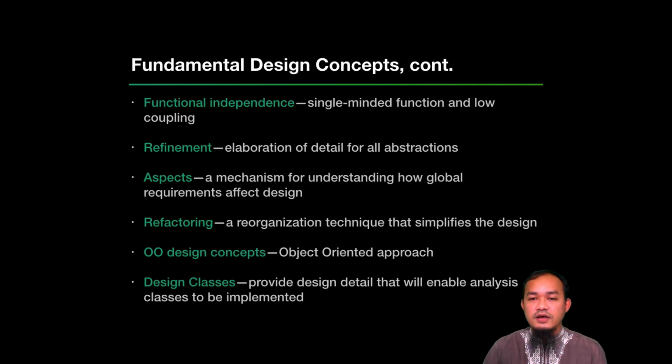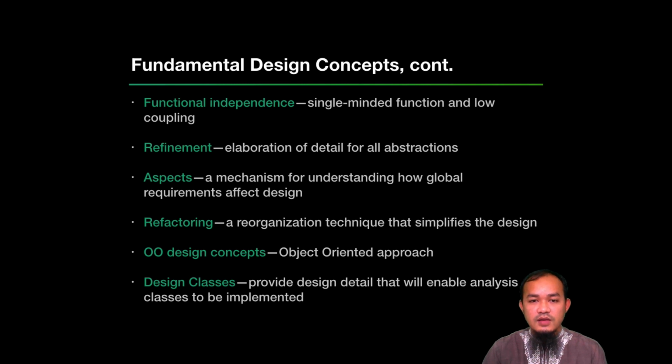Functional independence. The functional should be low coupling. Coupling means the relationship between one component and another, so it should be as independent as possible. Why? Because when you want to change something, if it is related to another thing, it will affect the other things. So it should be low coupling. That's why we say functional independence.